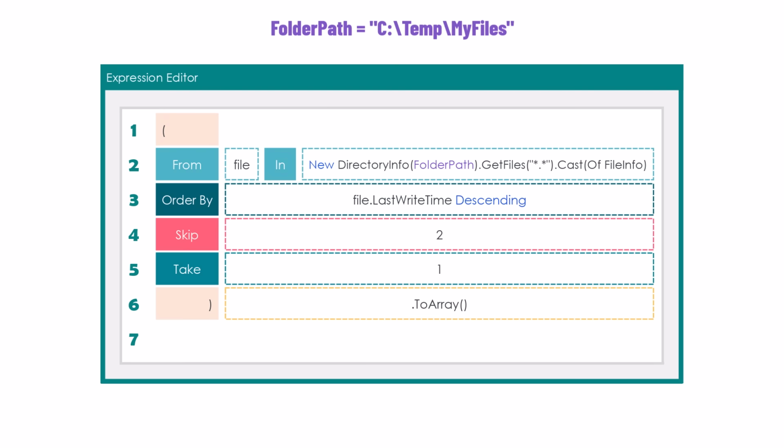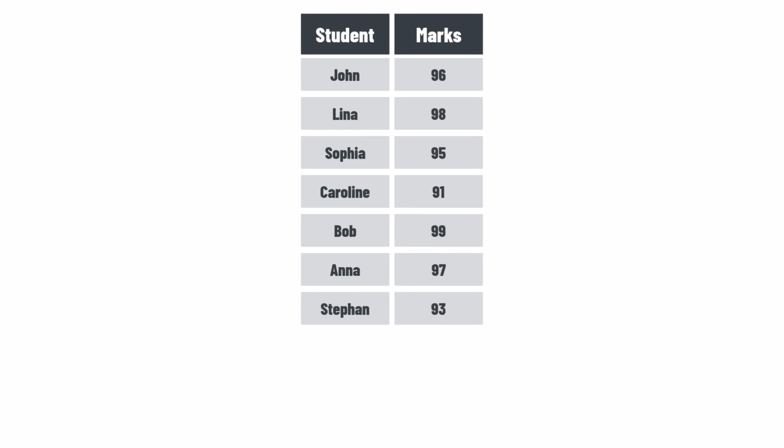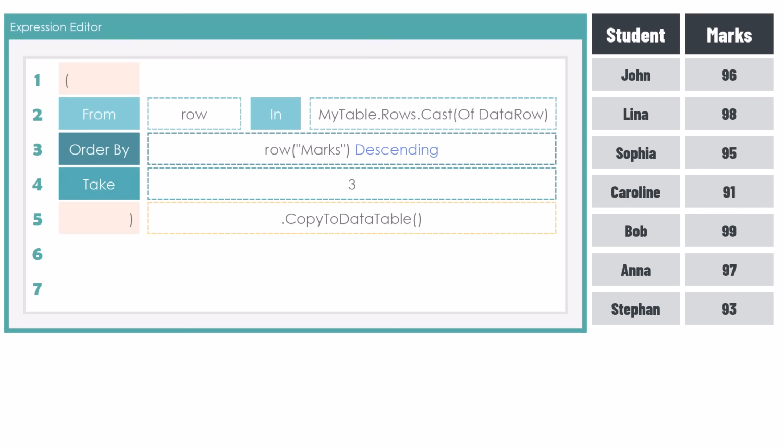Let's now check another example for a data table. Assume I have the following table, which contains different students. For each student you can find the marks. Assume I want to get the best 3 students from this table. In this case, I should get these 3 rows. For that I can use the following query.